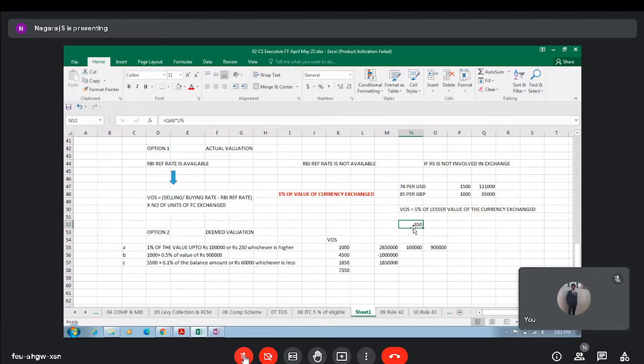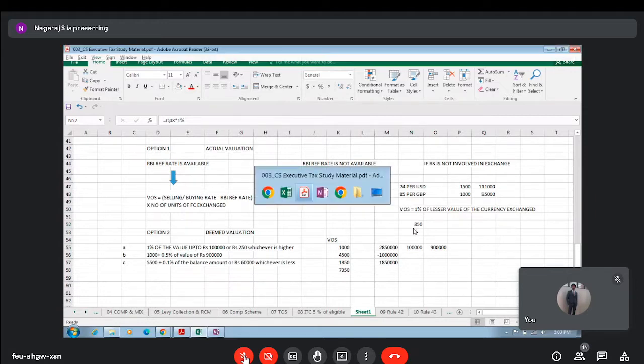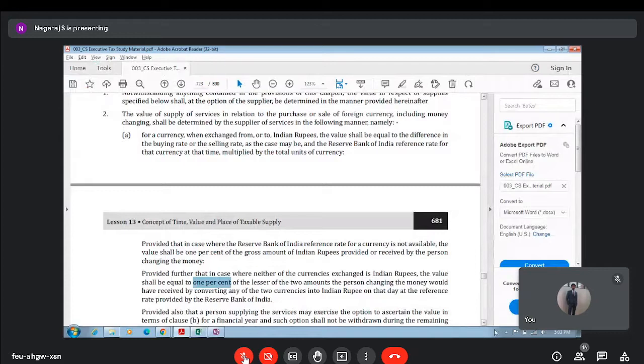Easy. If we read the text, we may not be able to relate. That's why I first drafted the format. Okay. This is option 1. Next.